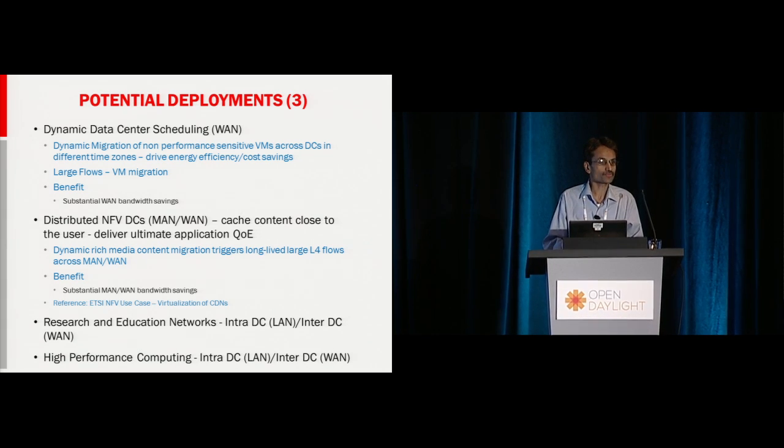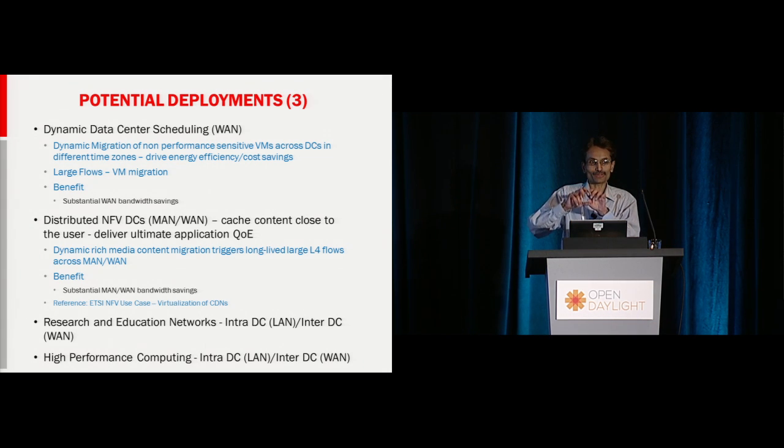And other deployments of interest are essentially dynamic data center scheduling across WAN, where operators are looking at dynamic migration of non-performance sensitive VMs. If you have a VM where you don't expect premium performance, then move them during certain times of the day to different time zones, across data centers to drive energy efficiency and cost savings. For example, if you look at data centers in West Coast and East Coast and how they charge for electricity, it is more like 9 to 5, right? So there is a peak billing rate versus off peak.